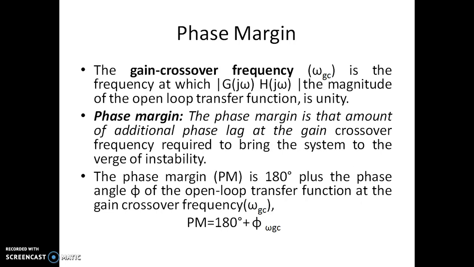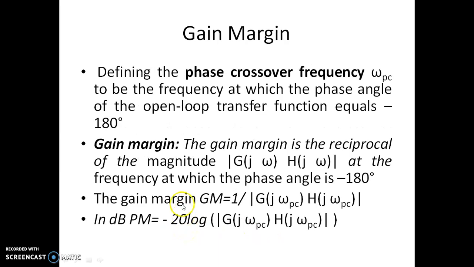How do we actually find the phase margin? The phase margin is 180 degrees plus the phase angle phi of the open loop transfer function at omega equal to omega GC. This is the definition of PM: phase margin is 180 degrees plus the phase of the system at the gain crossover frequency, omega equal to omega GC. This is how we can find the phase margin.